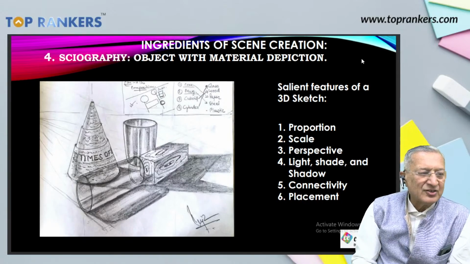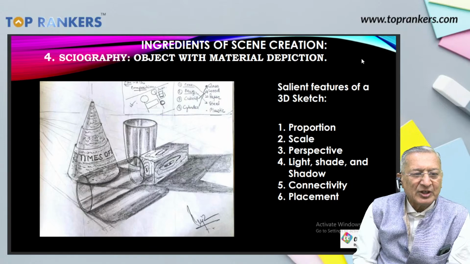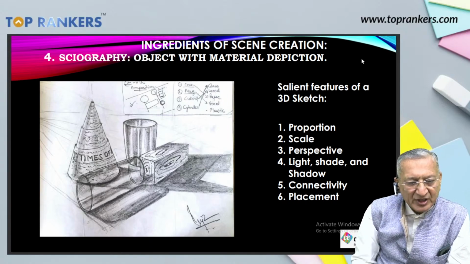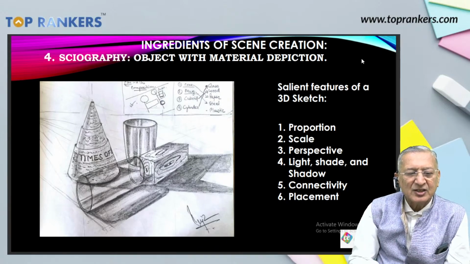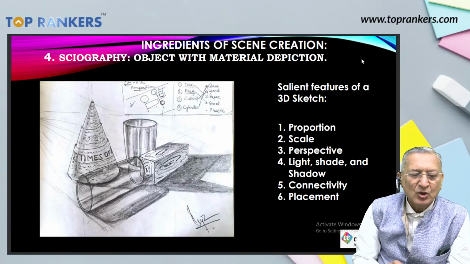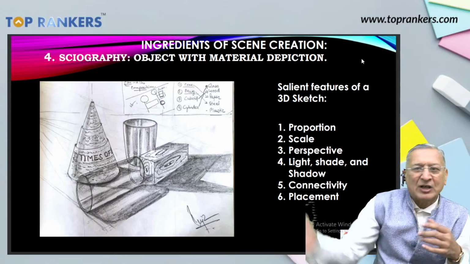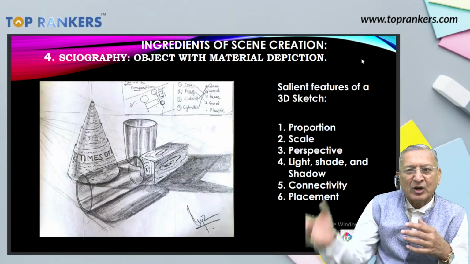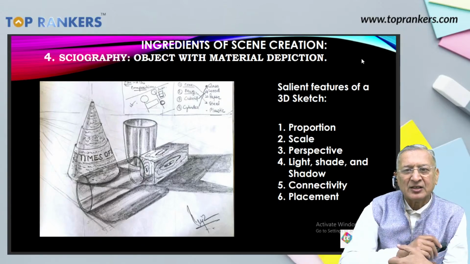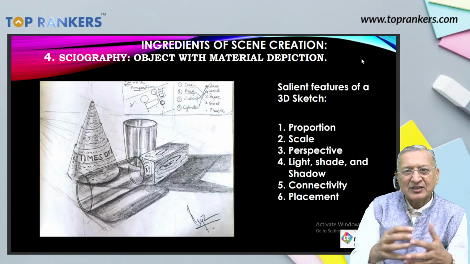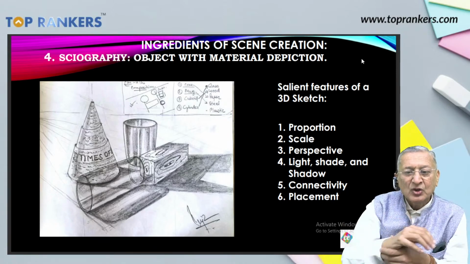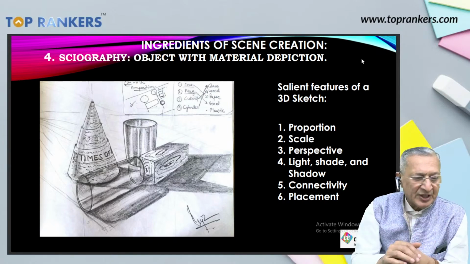Ingredients of scene creation. The fourth one is sciography: object with material depiction, salient features of a 3D sketch, proportion, scale, perspective. Scale is one to another. That is where the scale is. Then perspective, light, shade, and shadow. Connectivity: that means you don't put one part of an object aside and then the rest of them clubbed down. You better give them a little overlapping so that there is a connectivity among the objects inside the scene creation.